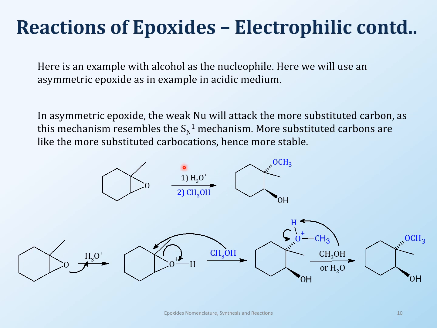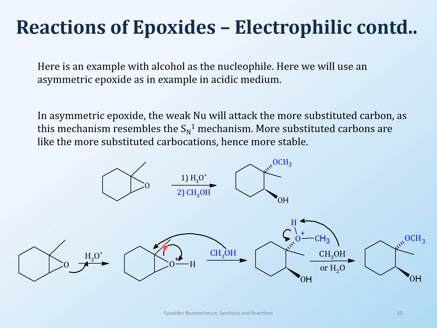The other thing I'm trying to show over here is that you're using alcohol as your nucleophile. So the medium is acidic because we are starting off with H3O+, but your nucleophile is going to be the alcohol. So you end up getting a methoxy group on the carbon, a good way of making ethers also. Anyhow, the mechanism is exactly the same, which means that the epoxide will pick up a proton from the acid, and then the alcohol is going to attack this carbon.